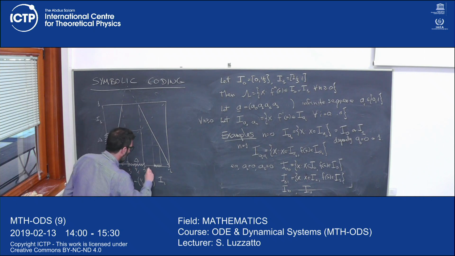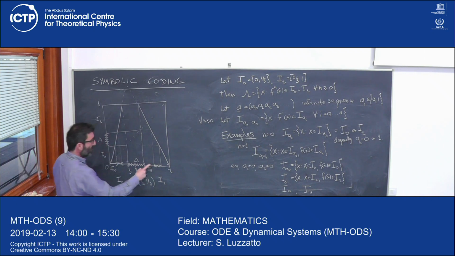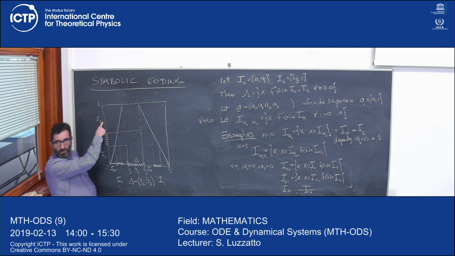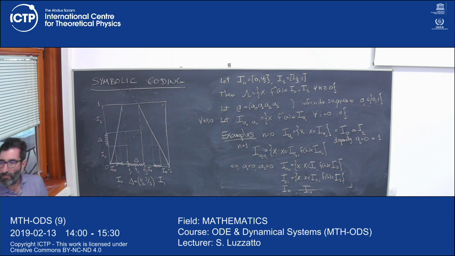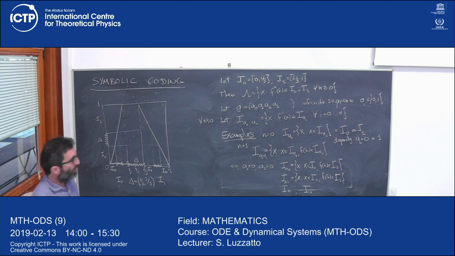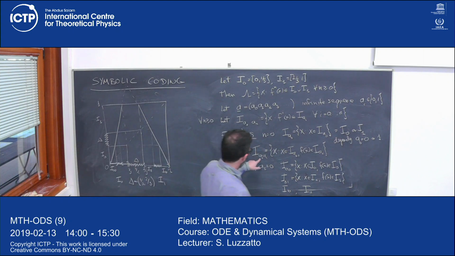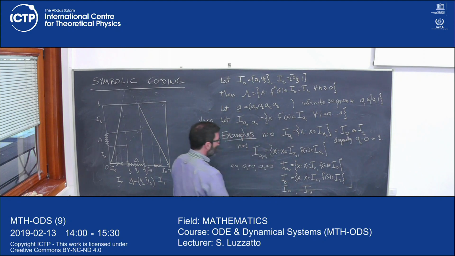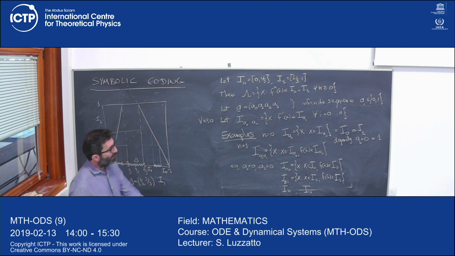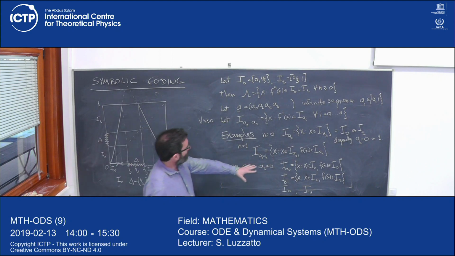I11, right? So this is I11, because these are in I1, and the images are also in I1, and this here is I10. Okay. So we have seen exactly these four possibilities for A0, A1. So these are the possibilities here.